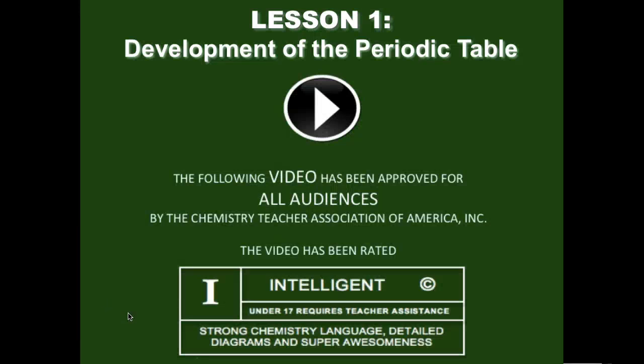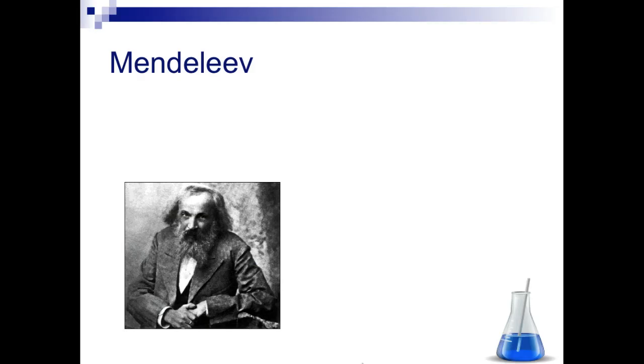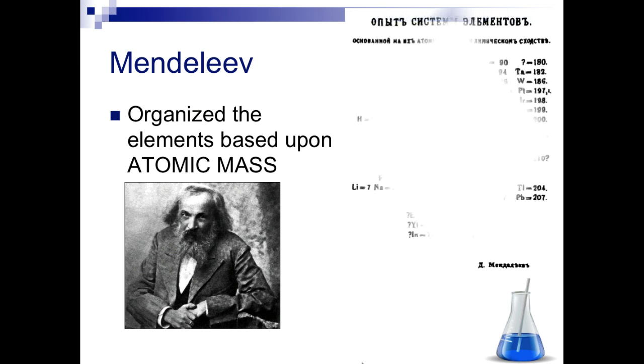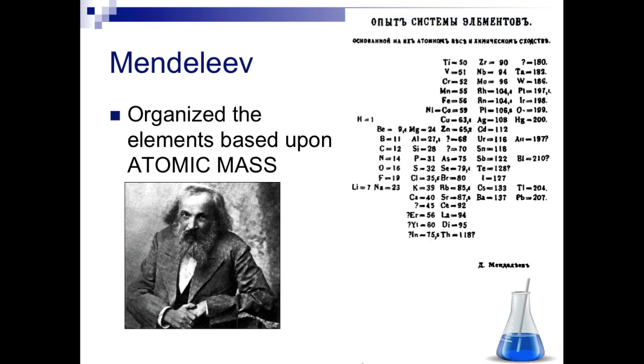All right, guys, let's talk about Unit 6, Lesson 1, which is development of the periodic table. Mendeleev is the one that is accredited with determining what the periodic table would look like. He first organized the periodic table of elements based upon their atomic masses. So he looked at them all, and this is what he came up with. It looks a little bit different than what we're used to, but they were all grouped based on the masses that they had.